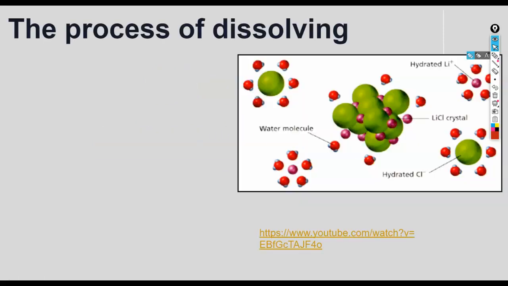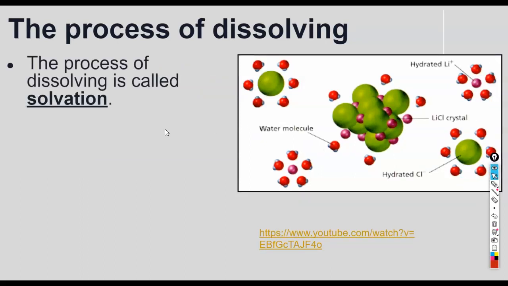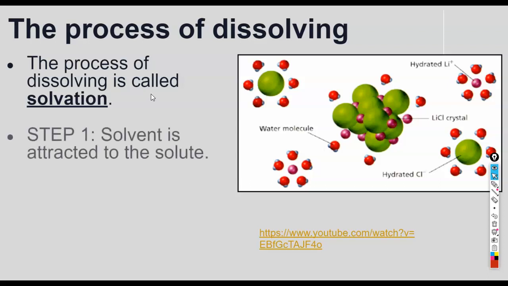Okay, so basically, the way dissolving works is something like this. The process of dissolving is called solvation. Okay, not salvation, solvation. And basically what happens is, if you think of the atoms and the molecules and the solute and the solvent, if you look at this picture here, remember that the most common solvent is water.